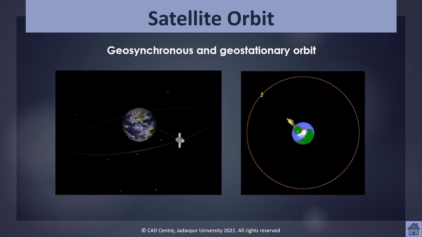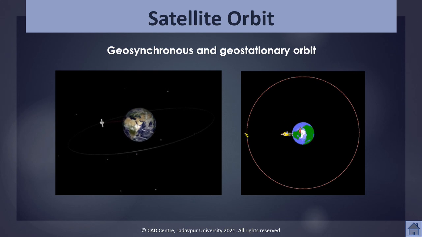Now satellite orbits may be geosynchronous or geostationary. You might have heard about geostationary satellites. Now, what does geosynchronous orbit mean? If we place the satellite at an altitude of 35,786 kilometer, then the orbital period of the satellite is equal to the rotational period of the earth about its axis, that is almost 24 hours, and in this case it is called geosynchronous orbit.